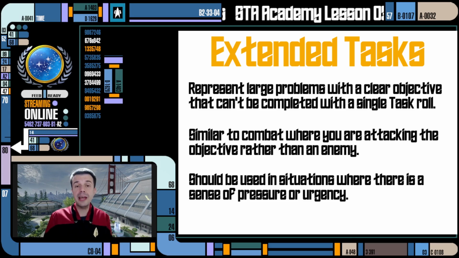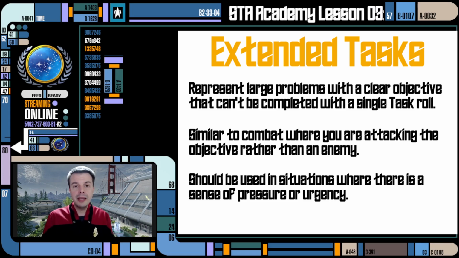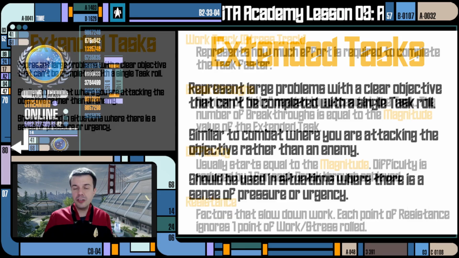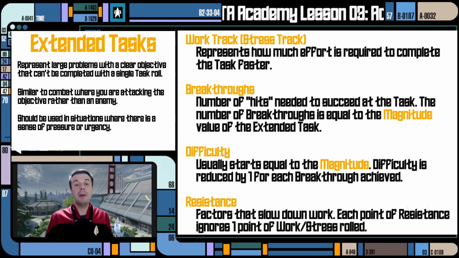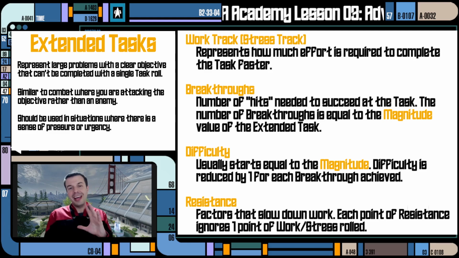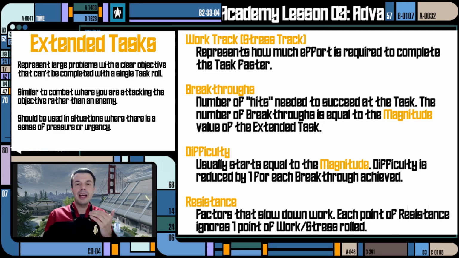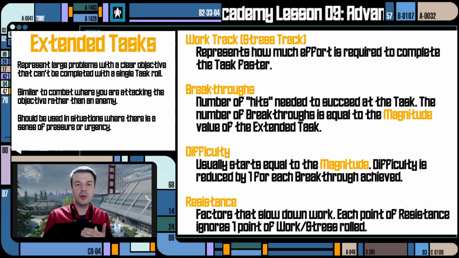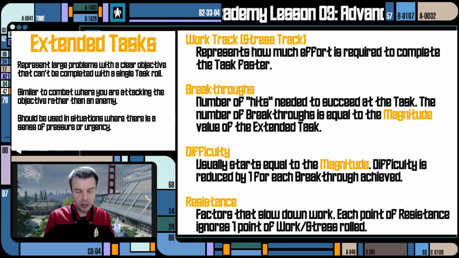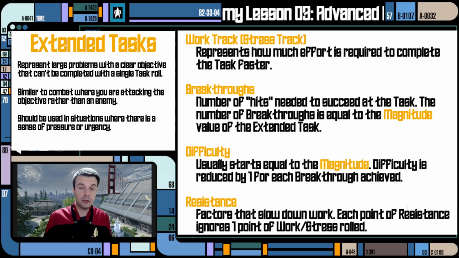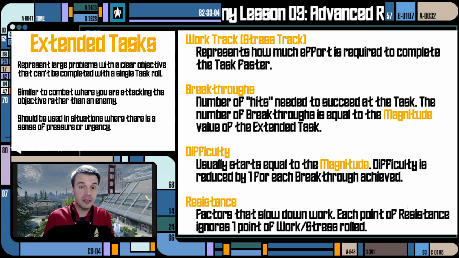But first, before we get into how to do the extended task, we have to talk about the parts of an extended task. This is where it gets a little complicated, but I assure you it is not hard. And if you're having trouble with it, once it clicks, I think you'll find it very useful and very fun to use. So here we go. Parts of an extended task. First, there is the work track. In later editions, it's known as the stress track, just like your player has stress. And that's pretty much what it is.